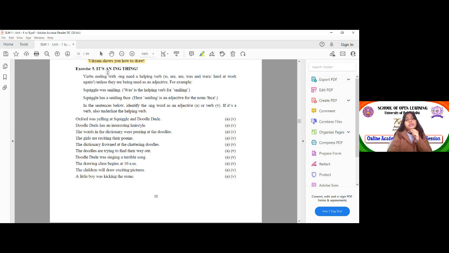So now they have told you it's an ing thing. Verbs ending with ing need a helping verb. So we know what a helping verb is. We have just done that. Unless they are being used as an adjective. So here is another rule that you learn.